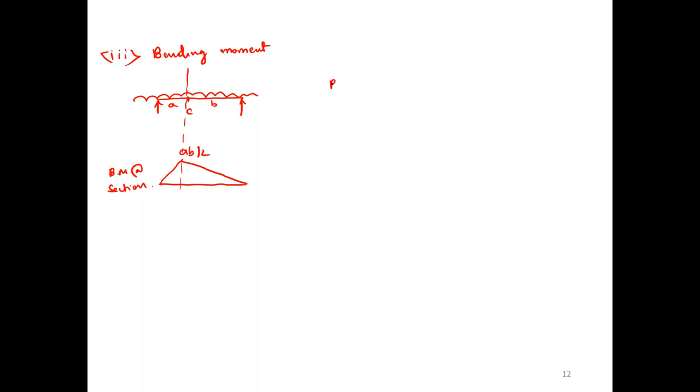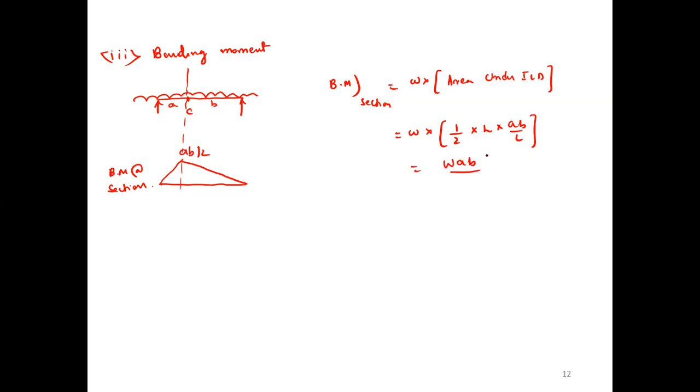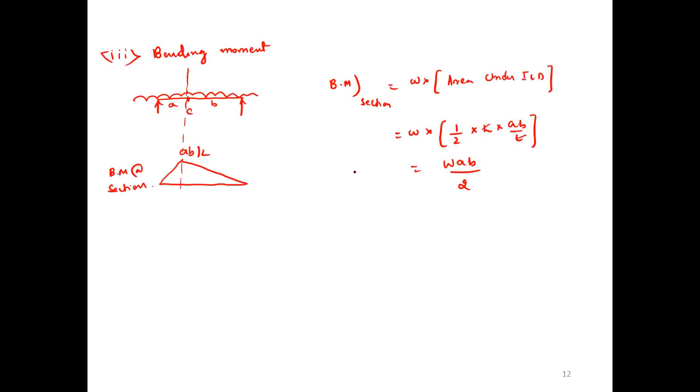How to calculate bending moment at section? Bending moment at section equals load multiplied by area under ILD. So W multiplied by area, that is half into base into height, AB by L. So you are getting W AB by 2, right? The L gets cancelled. So this is the bending moment at section.